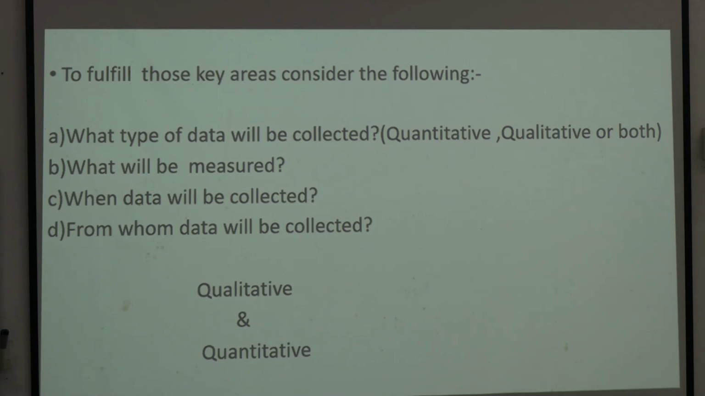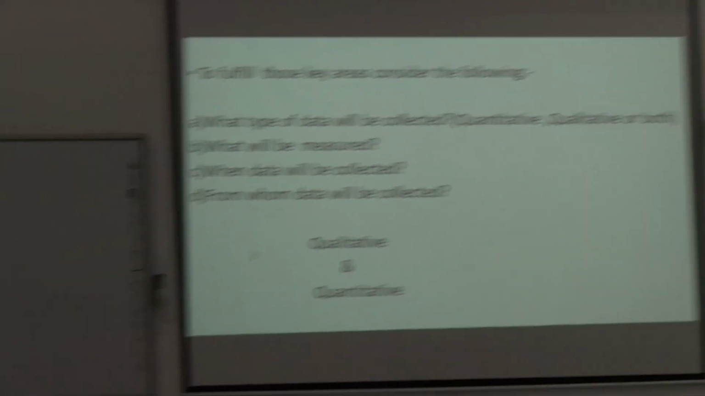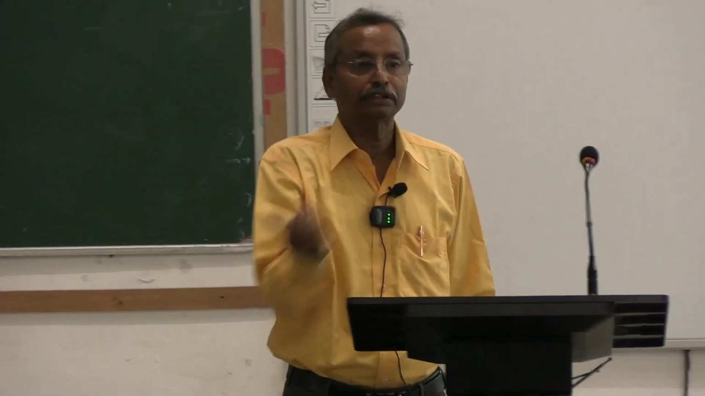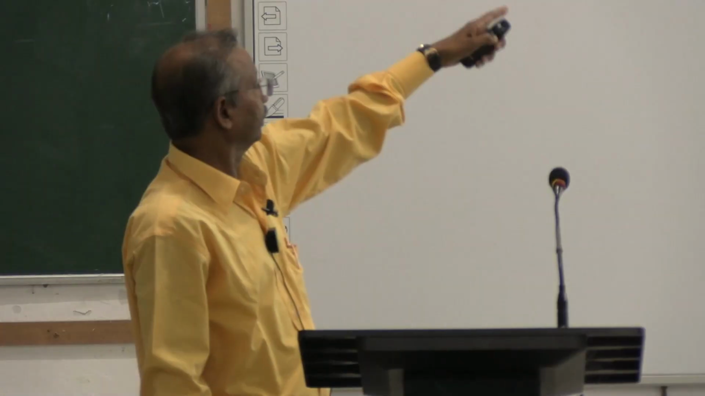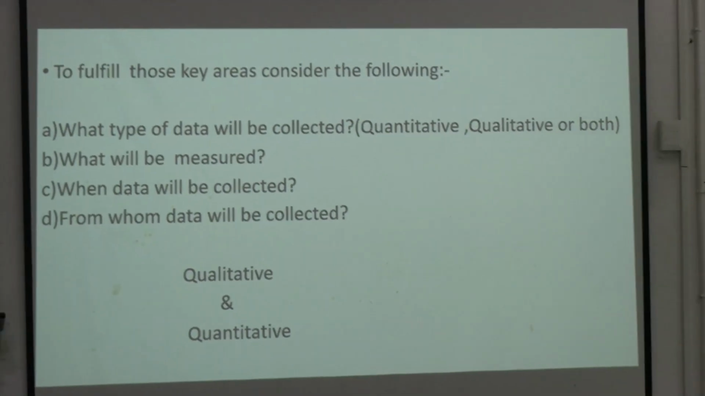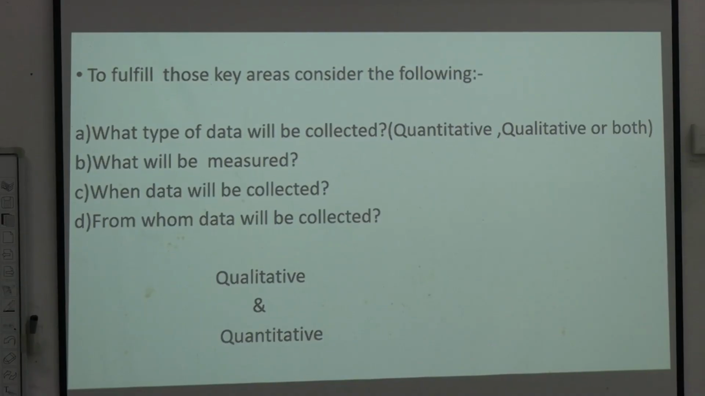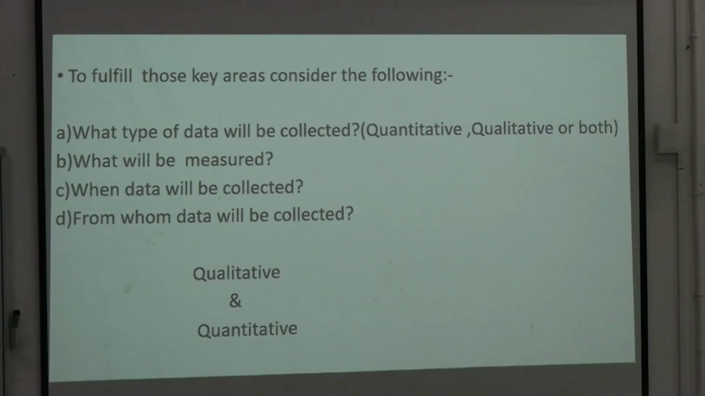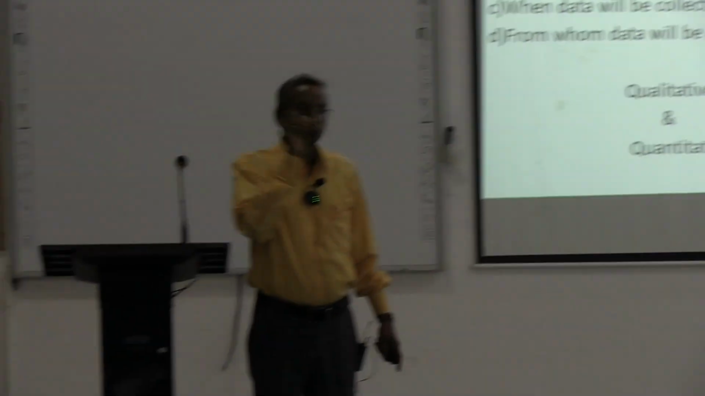To fulfill these three key areas, this type of question should come to your mind. Number 1, what type of data will be collected? That means what type of data will yield good results. That means what type of data will help you know whether the program is effective or not.